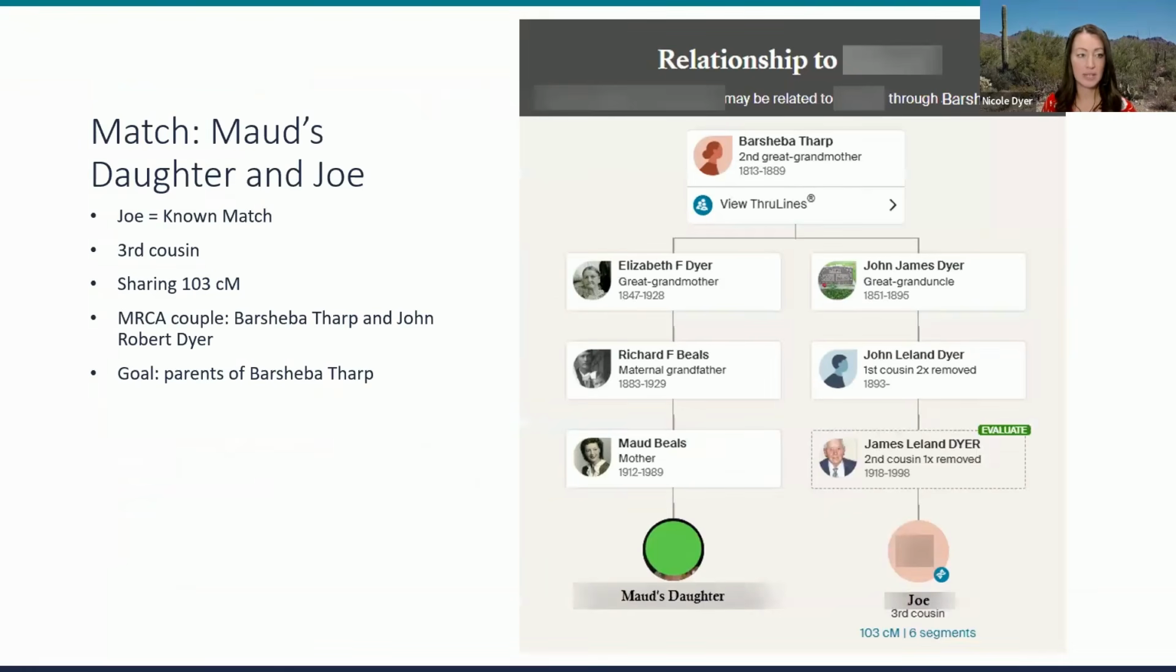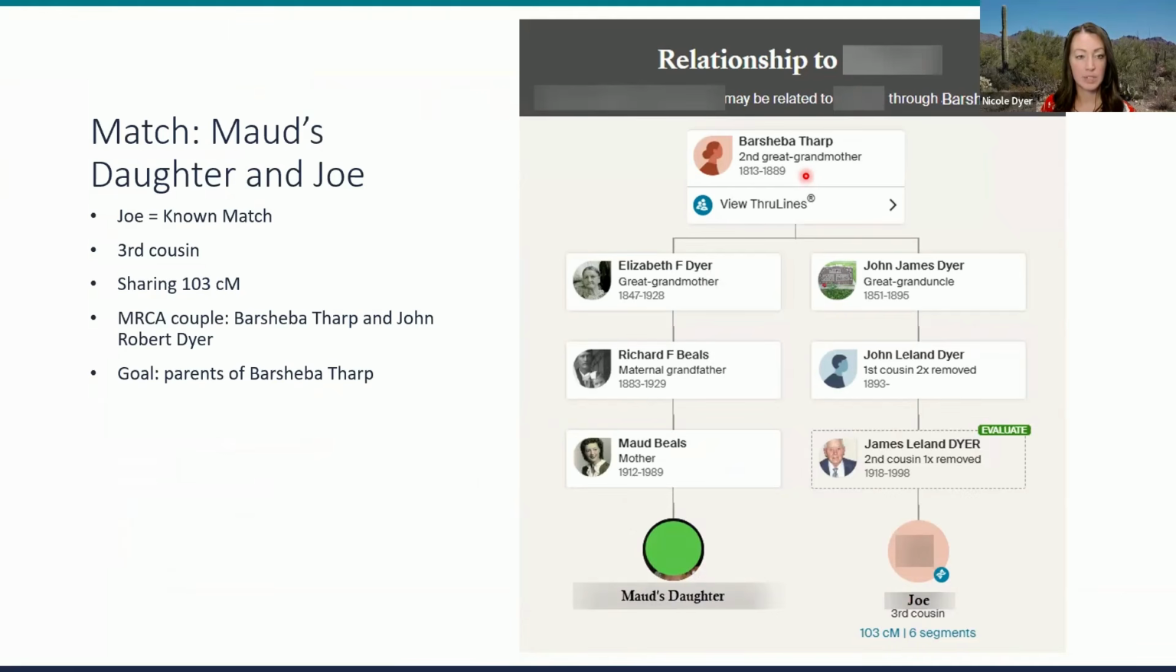So let's do this with an example. Here's a match, Maud's daughter. I know who she is. She descends from my research subject, Bathsheba Tharp, and she's shared her matches with me.